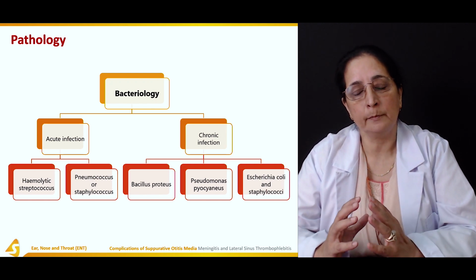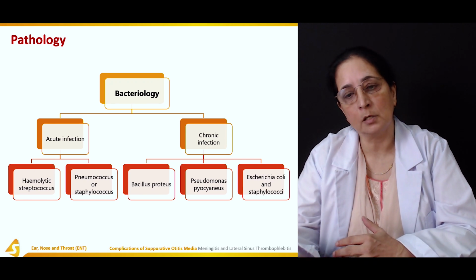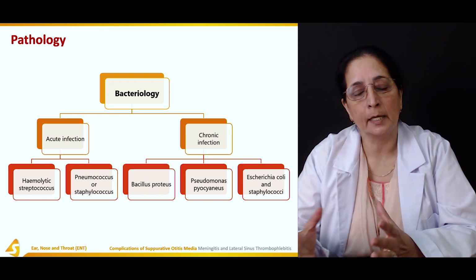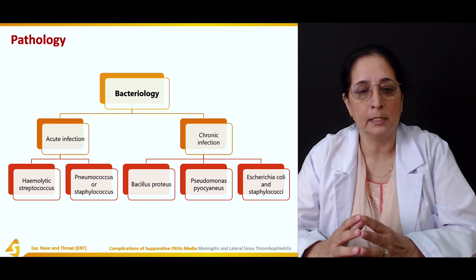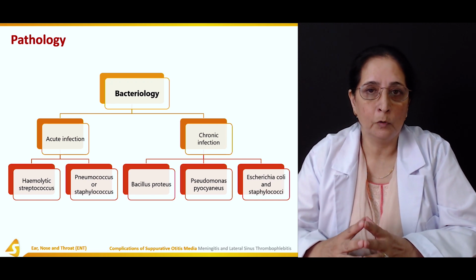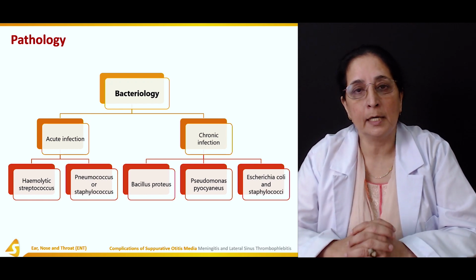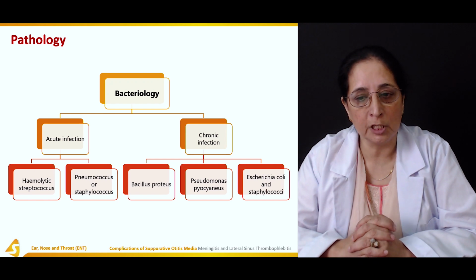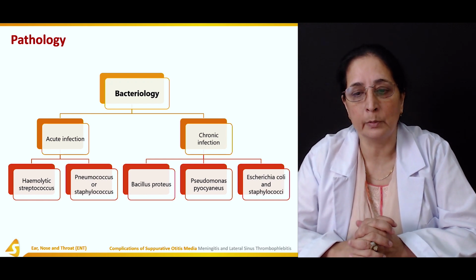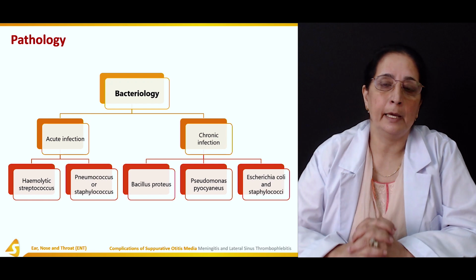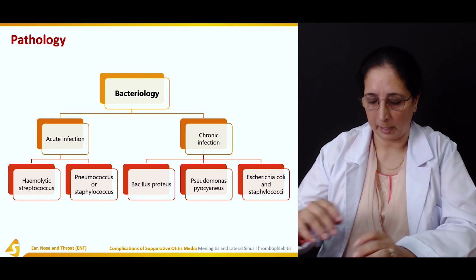Acute is short-term, serious; chronic is long-term, less serious. Acute is caused by Streptococcus, pneumococcus, and staphylococcus. So cocci mainly cause acute infection. Chronic is by Bacillus proteus, Pseudomonas pyocyaneus, E. coli, and staphylococci.